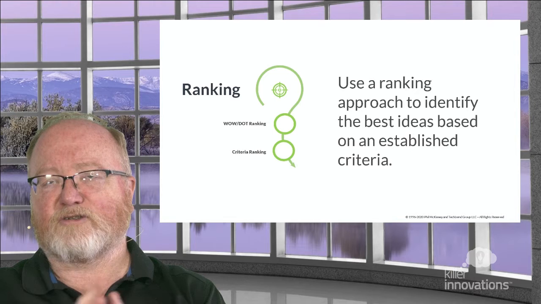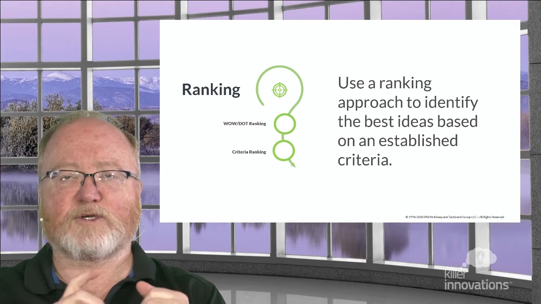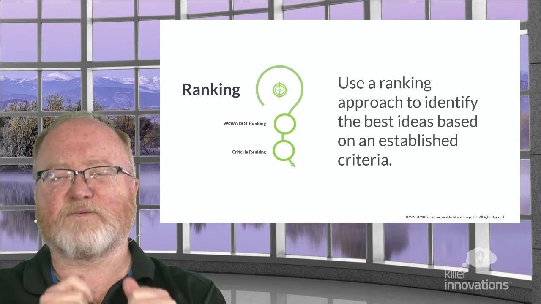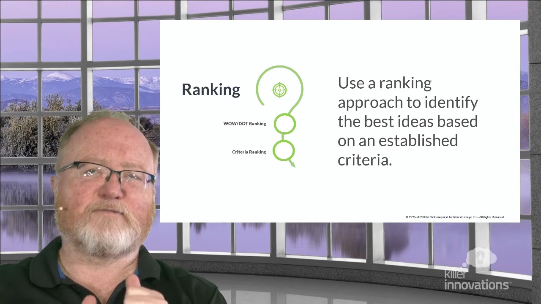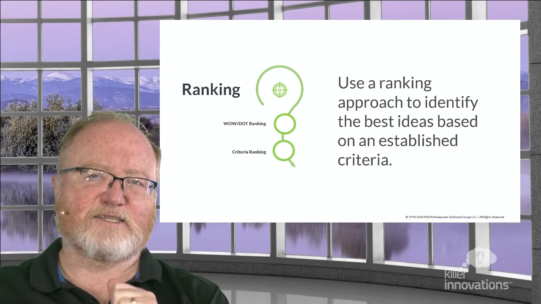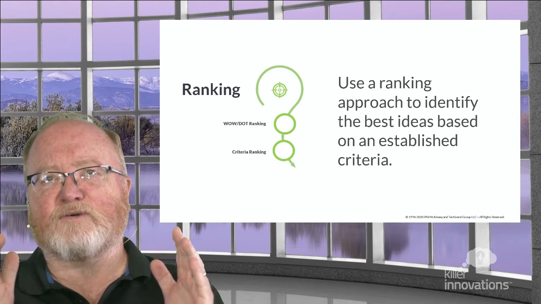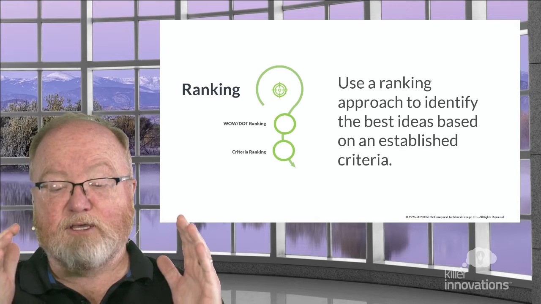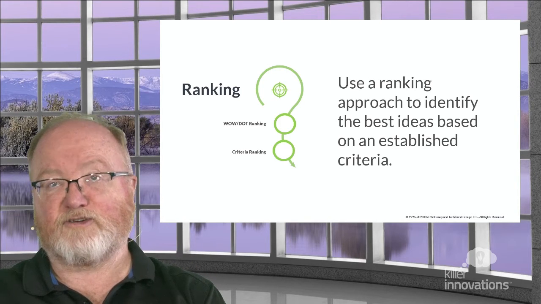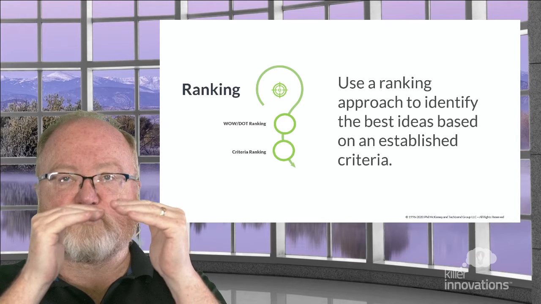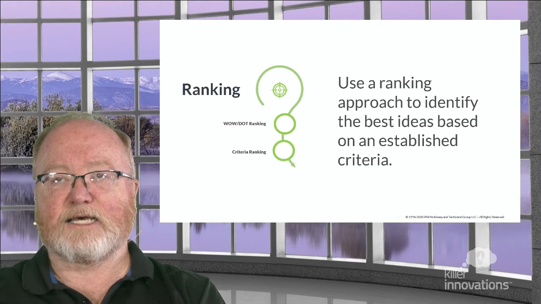And there are 2 steps to this process. There's what we call wow or dot voting. That's a gut vote to see where people's gut says this is a good idea. Is this not such a great idea? And wow and dot voting is really around that initial filtering. You've got to filter in order to get a group of ideas that you can deal with.